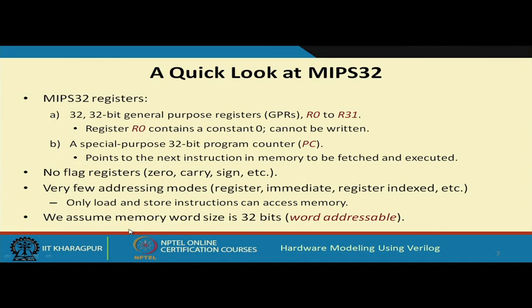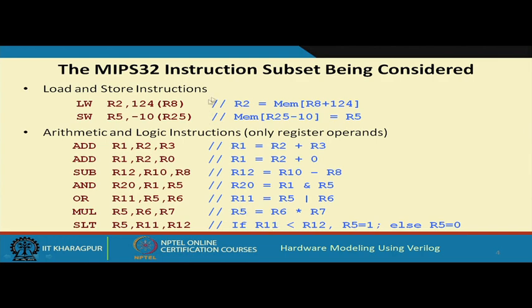And another assumption we are making, because everything is 32 bits, to make things simple, we are assuming that memory is word addressable, meaning that every word has a unique address and the memory word size is 32 bits. So, the instruction subset that we are considering is summarized. Firstly, there are load and store instructions. So, I am illustrating with examples how they look.